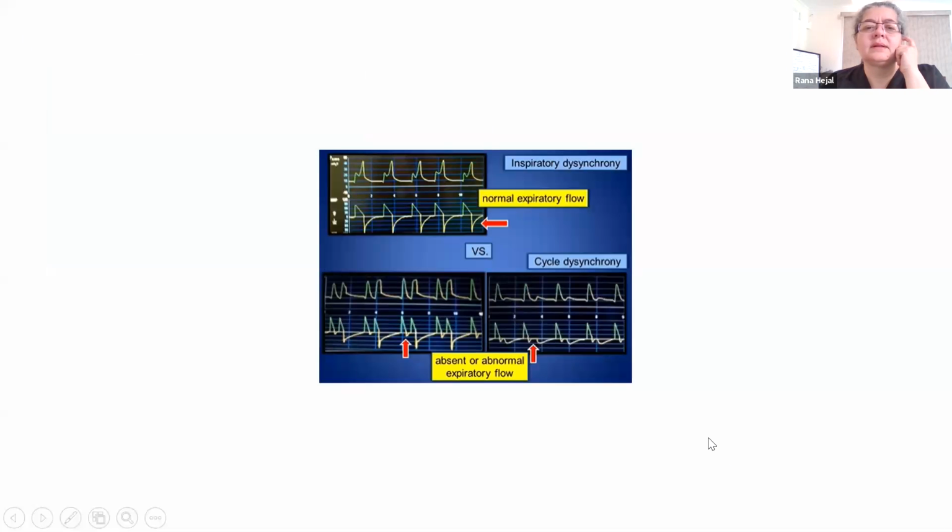This is redundant. Okay, so this is the inspiratory dysynchrony that we talked about. This is a summary slide basically, and this is when your cycle is a problem. In inspiratory dysynchrony, you see the scooping up in the pressure, and in the cycle dysynchrony, you see the double triggering and absence of expiratory flow in the beginning of it.